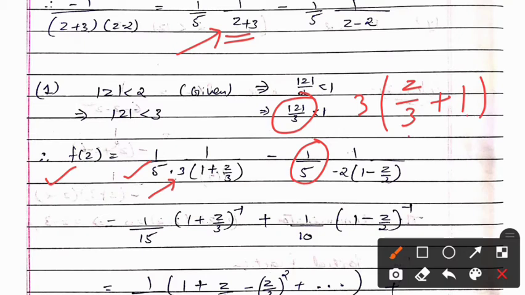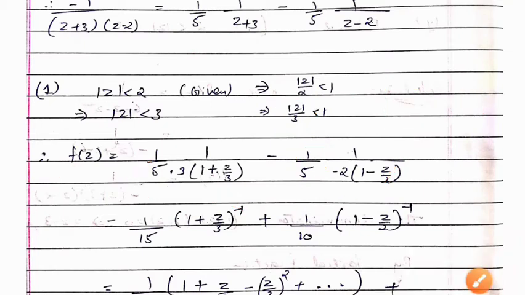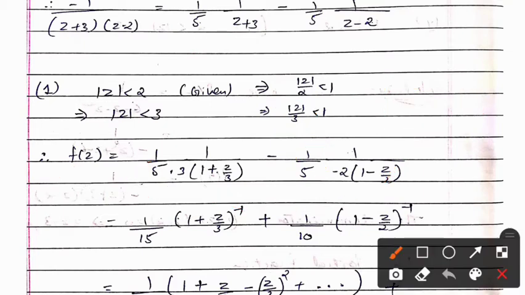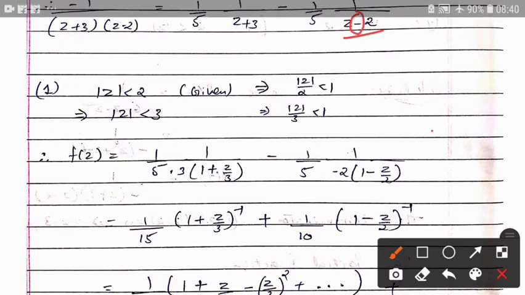Now z by 3 plus 1 can be written as what? 1 plus z by 3. Okay, so I have written here 1 plus z by 3. Now again I will move towards the next term, that is z minus 2. Here I am having minus over here.